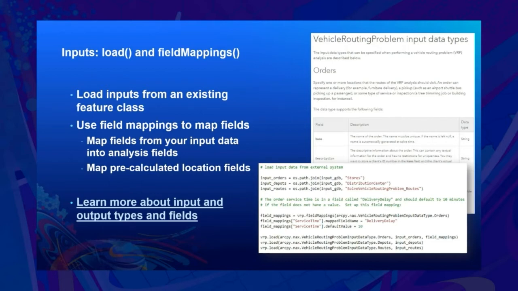For example, the vehicle routing problem solver's input orders class has a field called service time. This field specifies the amount of time the driver will spend at each location. For example, if the driver is making a delivery, the service time is the time to actually make the delivery. However, that field in your input data might not be called service time, but it might be called something else, like delivery delay. You can use field mapping to map your delivery delay field into the VRP orders class's service time field. Again, you'll want to look at the documentation to see what fields are supported for the analysis type that you're using.